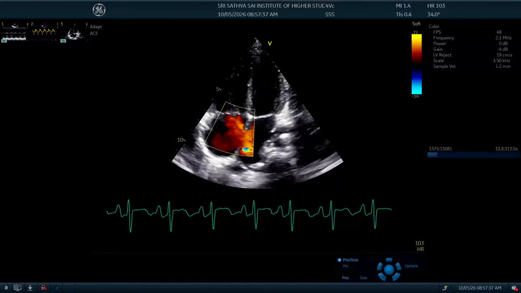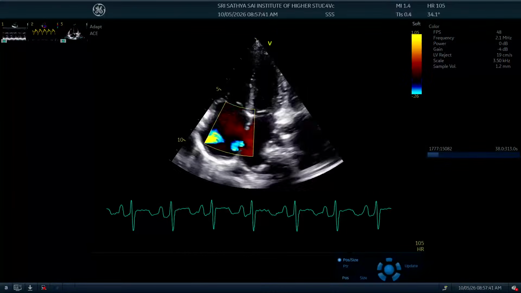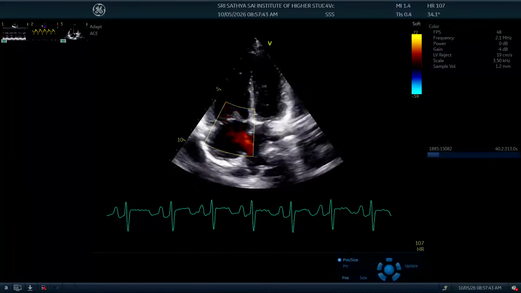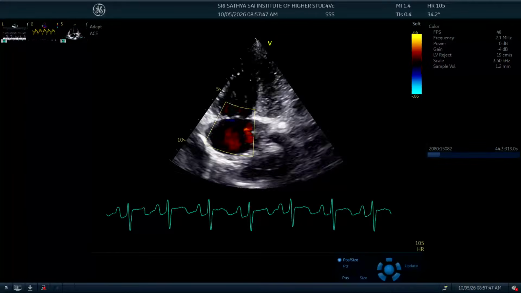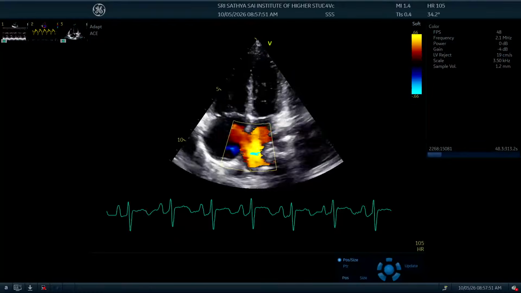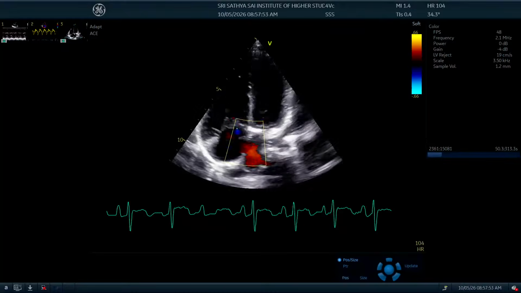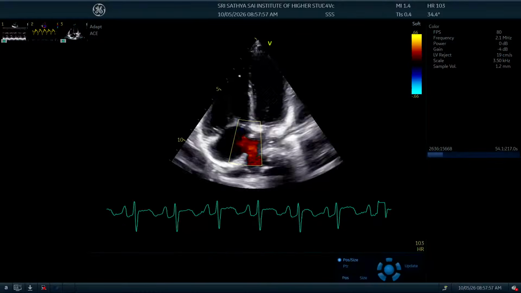Increase it for fast flow to prevent aliasing, decrease it for slow flow, so it picks up the signal. So you need to make it optimal, not too high, not too low. Not too wide, not too narrow. As you make it narrower, obviously your scale will go up on the top right. Even the Nyquist limit scale, you need to put it in your range.